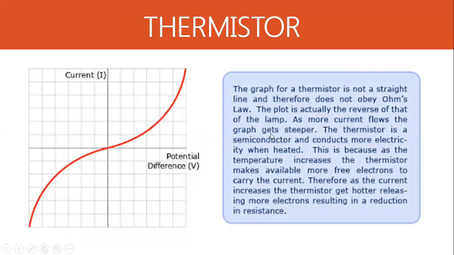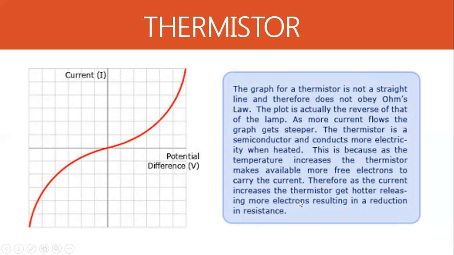The thermistor is a semiconductor and conducts more electricity when heated. This is because as the temperature increases, the thermistor makes available more free electrons to carry the current. Therefore, as the current increases, the thermistor gets hotter, releasing more electrons, resulting in a reduction in resistance.